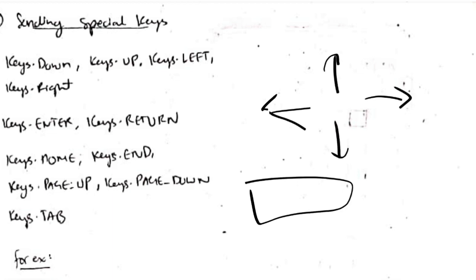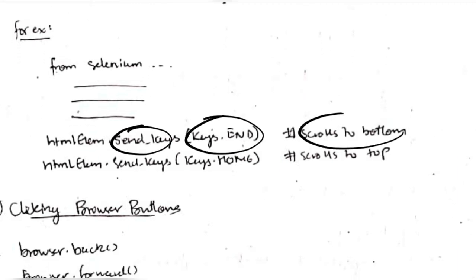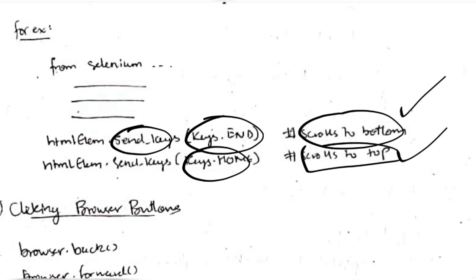We need to do the left operation, right operation, like up and down arrow keys, space bar and all. For that we will be using special keys, okay, like keys dot down, keys dot up. If you want to go to the left part of the web page, we will be specifying keys dot left. If you want to insert a tab, we will be writing keys dot tab. So here we will be doing the same thing, send keys, keys dot end scrolls to the bottom, and keys dot home scrolls to the top, okay.